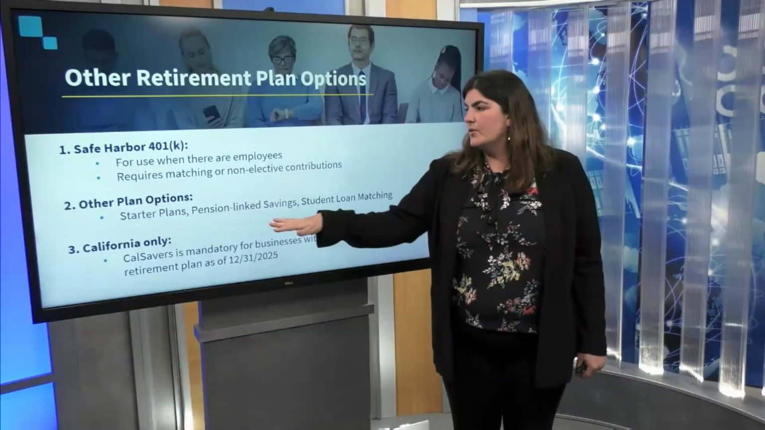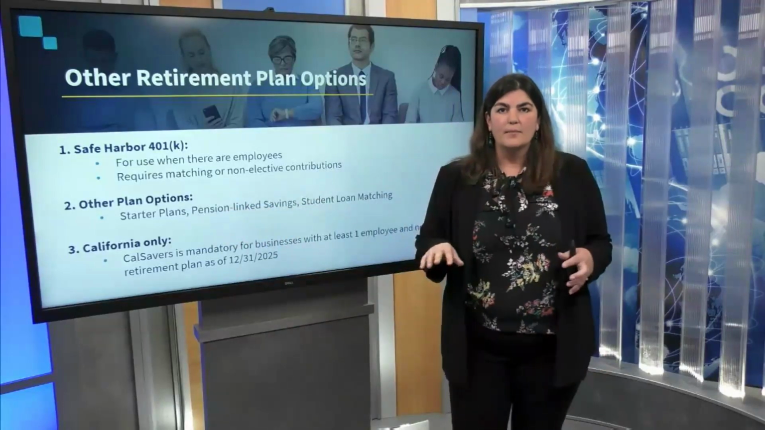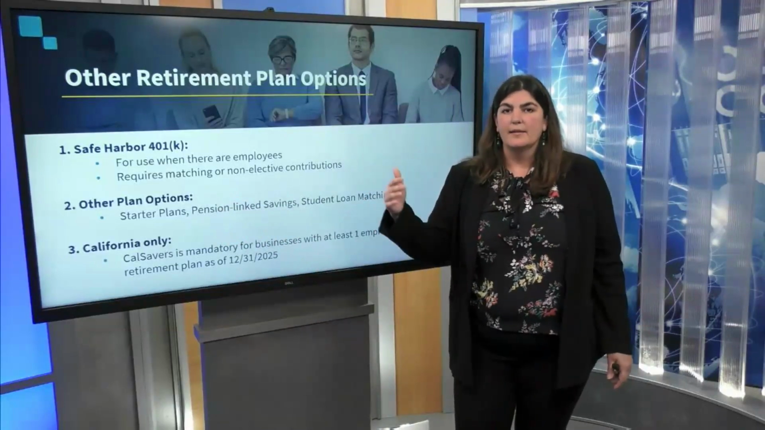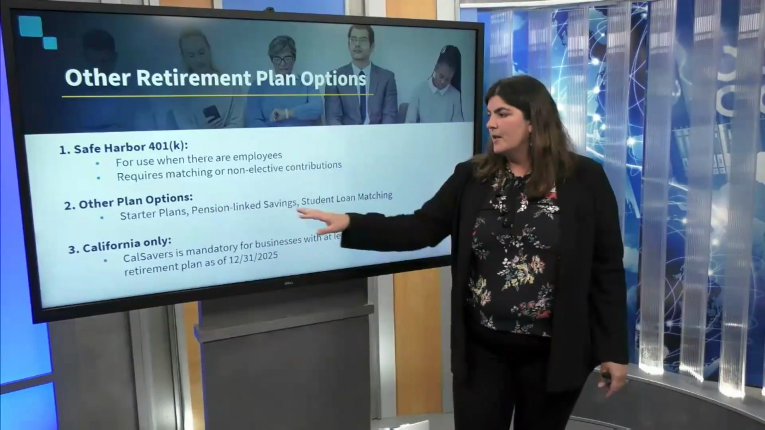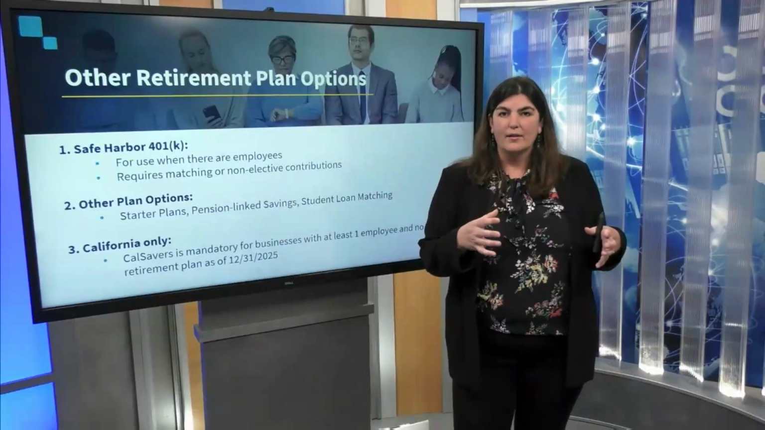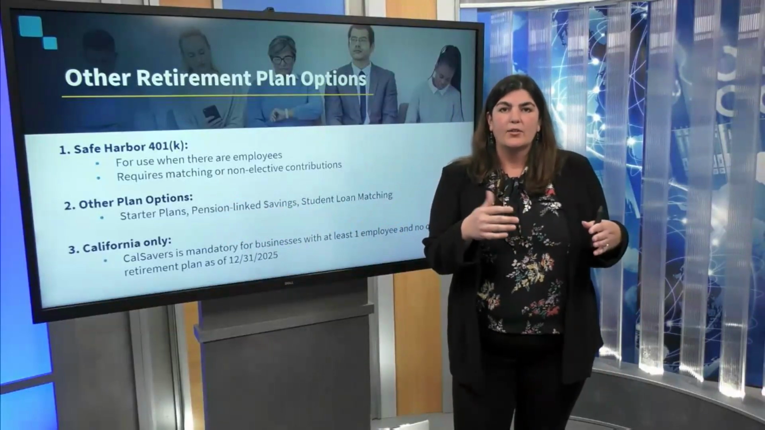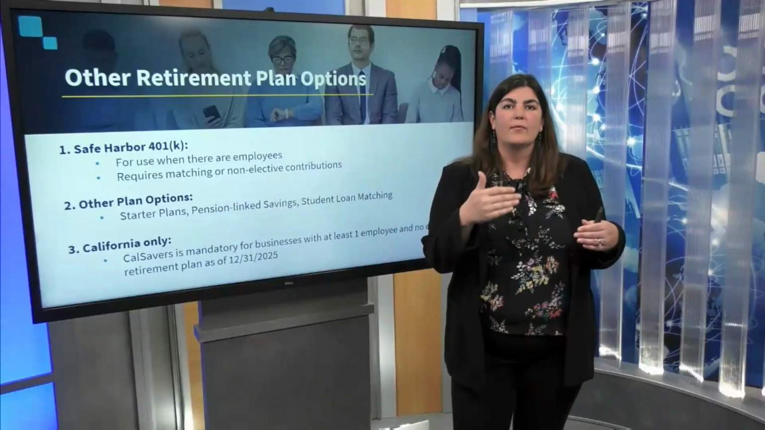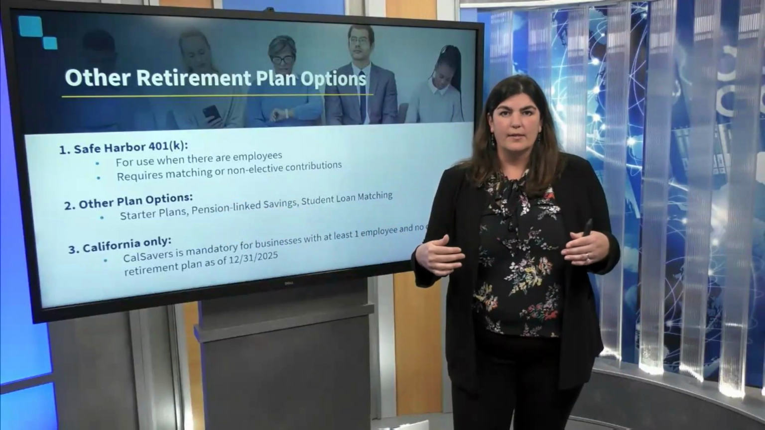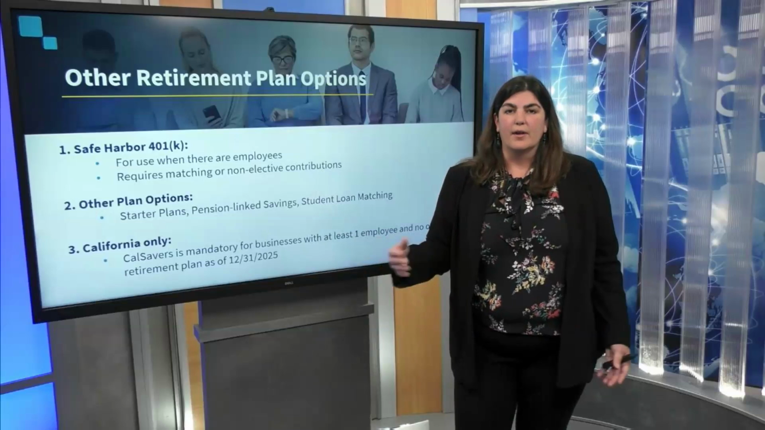And so new are starter plans, which is a little bit of a lower cost option. You'll get a credit basically from the government to help you offset some of the costs of creating a plan. Pension linked savings are kind of like a Roth style savings account inside of your retirement plan. It allows your employees to save for retirement, but if they really need it, they can withdraw from it without disqualifying your plan. And also student loan payment matching is also new.